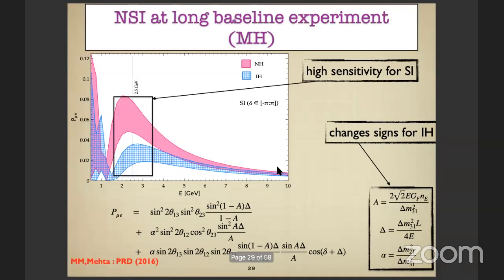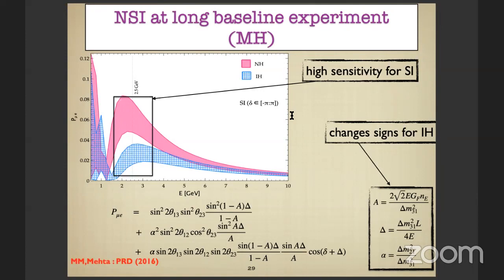Let's come back to the plot again, and you see that there is a gap between these two bands, the band due to normal hierarchy and inverted hierarchy. This gap is basically the difference of the two mass hierarchies, and is a measure of the capability of the experiment to resolve the hierarchies. So you can see that there is a considerable gap in the standard case, the standard neutrino flavor case, which we call standard interaction.